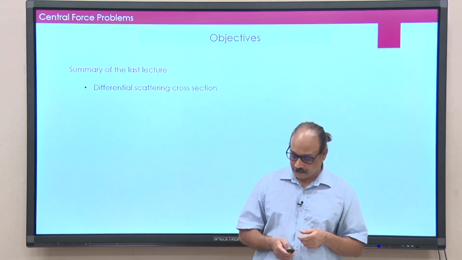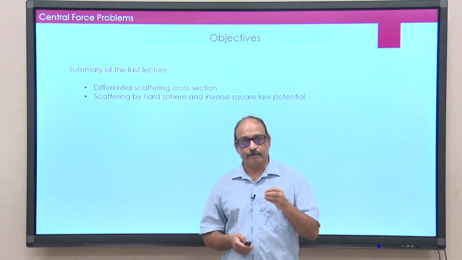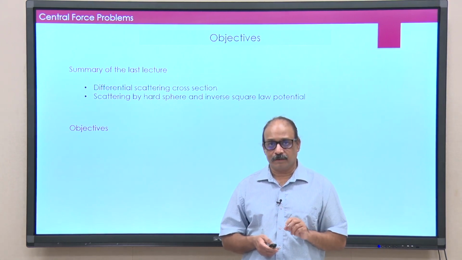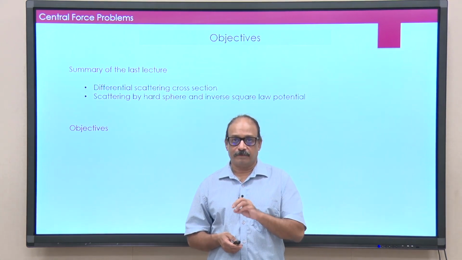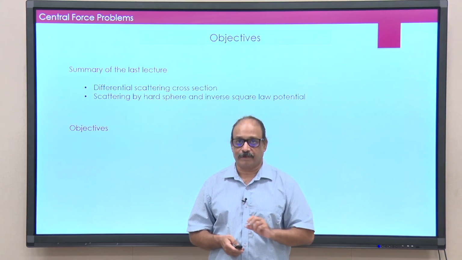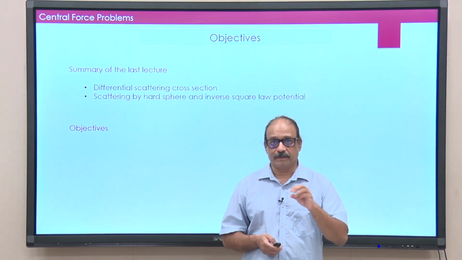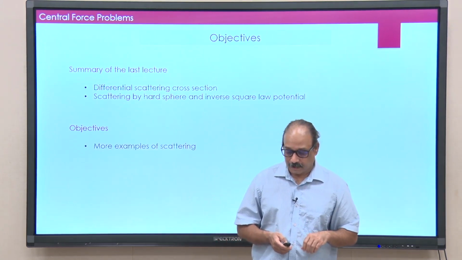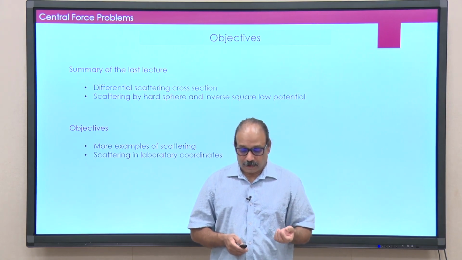We described the laboratory setup for scattering experiments, and then looked at some specific examples like scattering by a hard sphere and also by Coulomb kind of forces or inverse square law, which is repulsive in nature. Today I will describe a few more examples and then talk about how to switch to the laboratory frame from our calculation frame, which is done assuming that the scatterer or the target is fixed in space. So, this is what we will do.